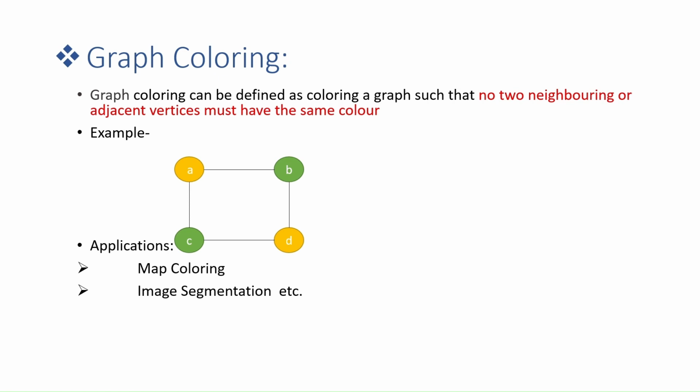By using graph coloring, we can easily color a map so that it is easy to identify two different neighboring places or countries or states by their colors without any confusion.